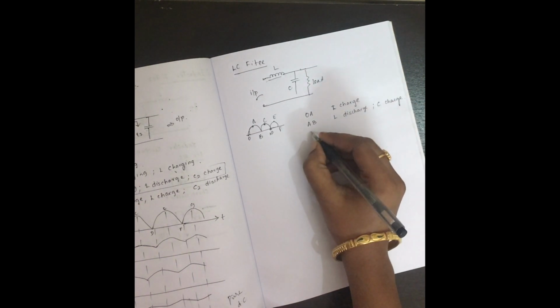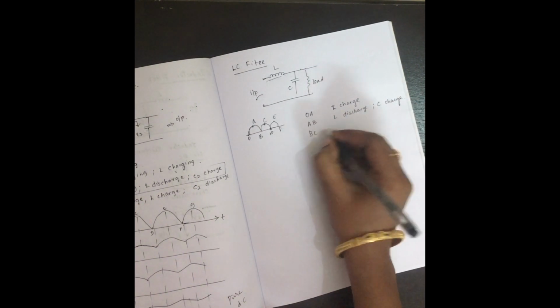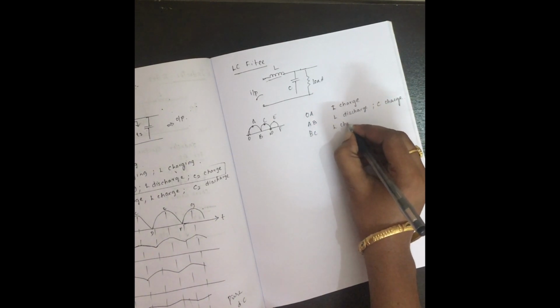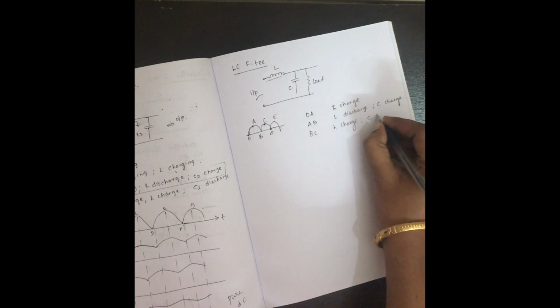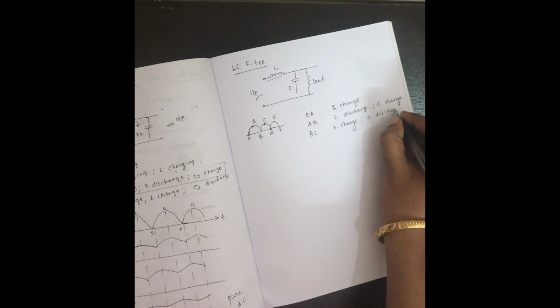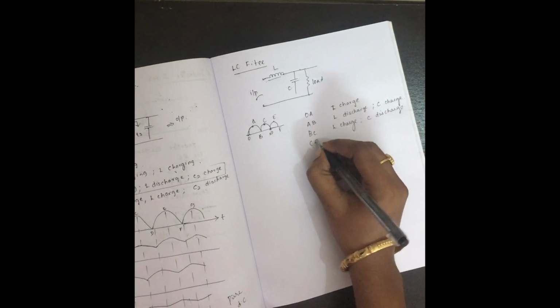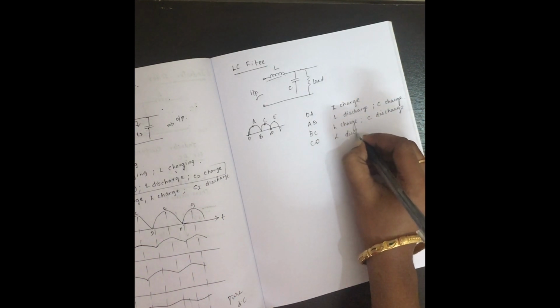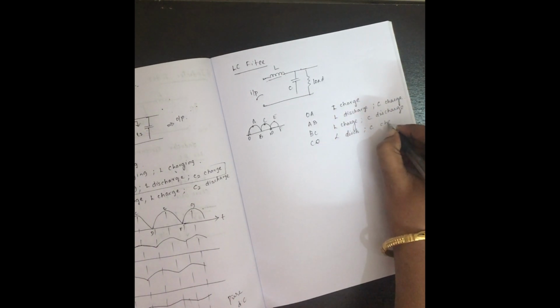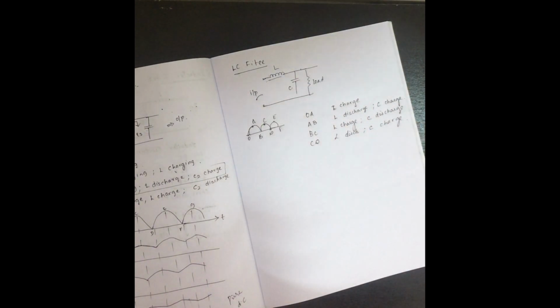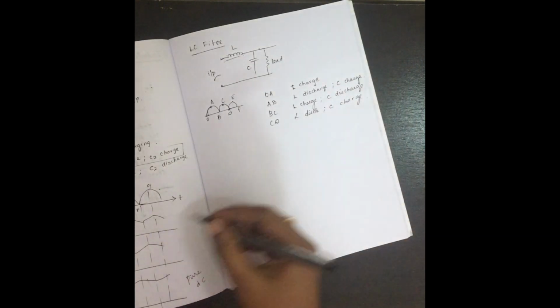For AB. Then for the BC signal, now L will charge, C will discharge. For the CD signal, L will discharge and C will charge, and this process will continue. Okay, similarly I'll draw the graph.